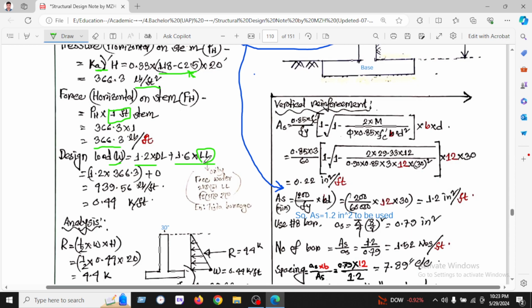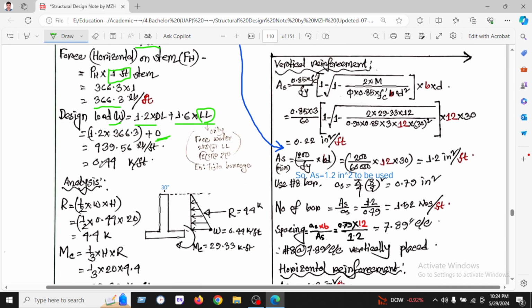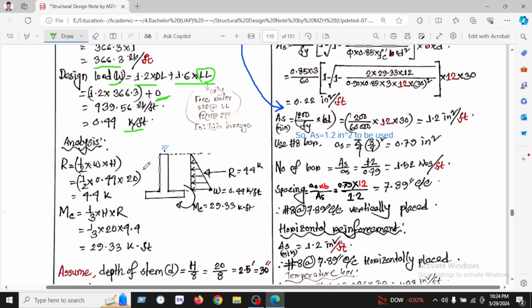When we design the dam, in a larger dam, we can see that there is no soil on the side of the dam. In that case we consider the water as a live load. But in this case there is no free water. That's why the live load is 0. Okay, the design load is 0.4 kips per foot, which we have found here.